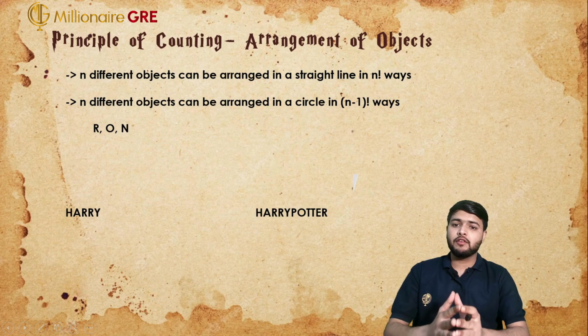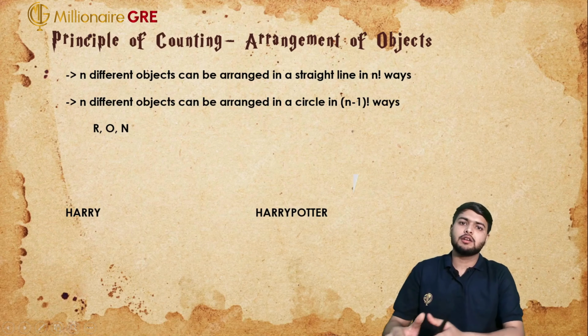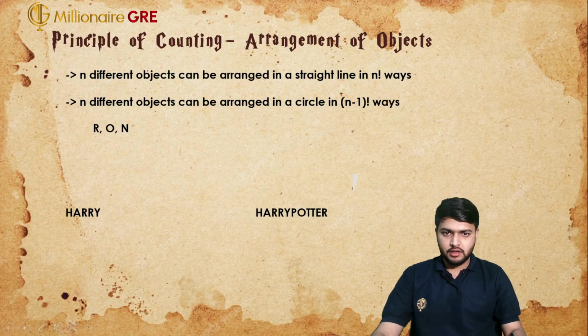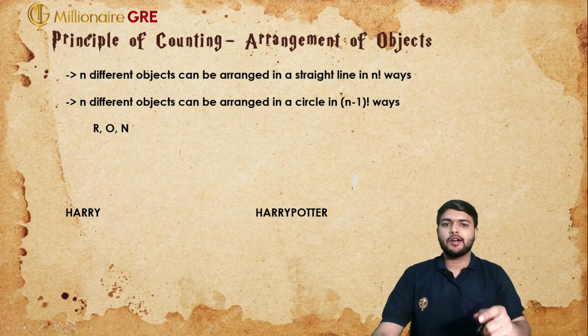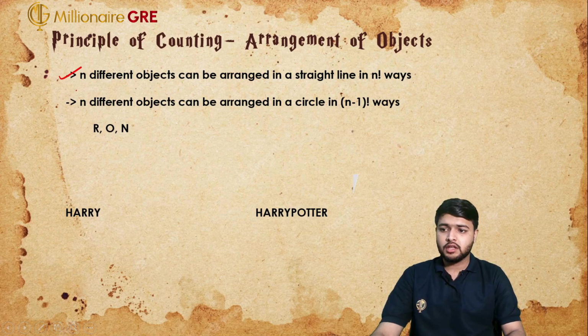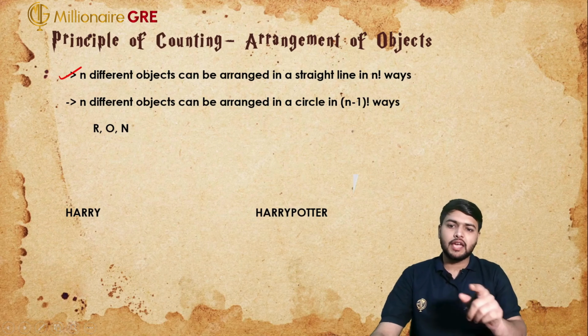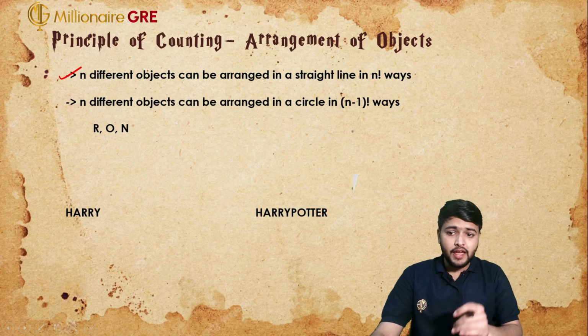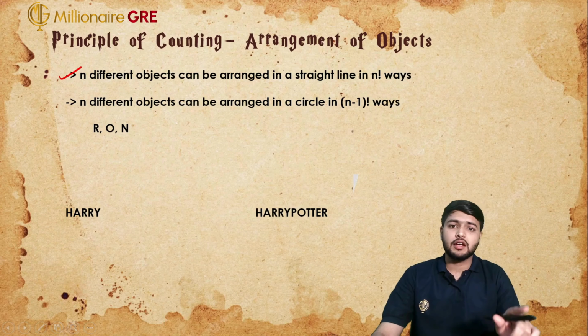Okay, now that we have looked at arrangement of numbers, we will now learn arrangement of objects. Before we get into the concept, you are advised to remember 2 things. That n different objects can be arranged in a straight line in n factorial ways. Similarly, n different objects can be arranged in a circle in n-1 factorial ways.